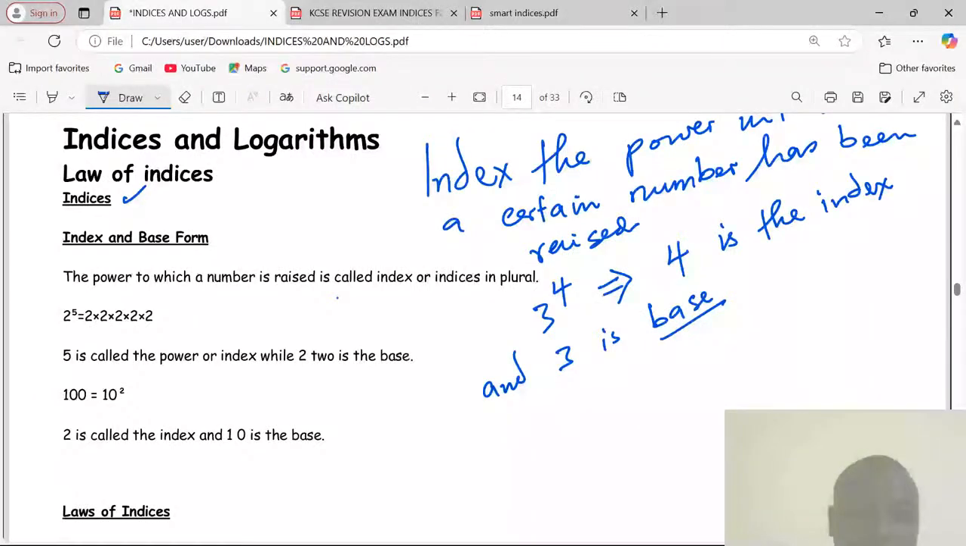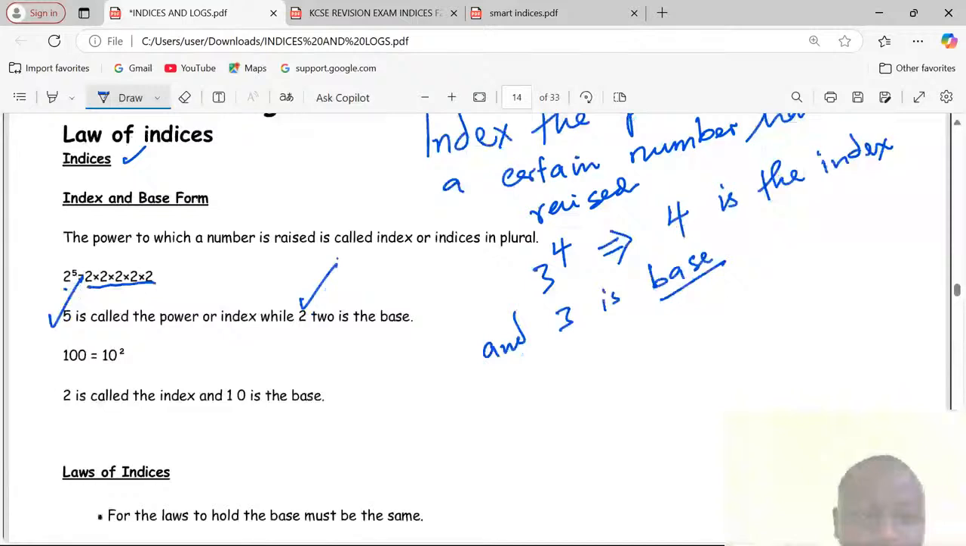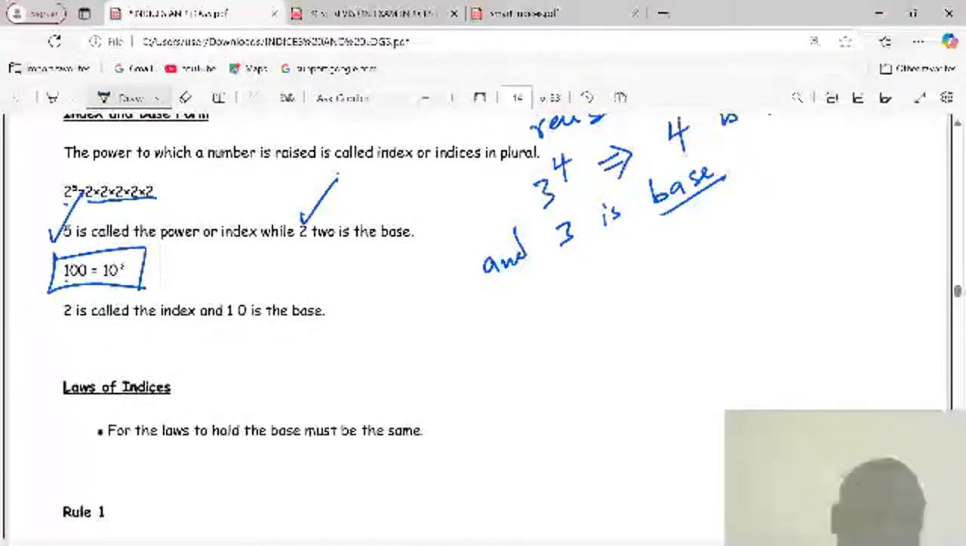Check, for example, 2 raised to power 5 means 2 multiplied by itself 5 times. So 2 times 2 times 2 times 2 times 2. That is the meaning of 2 power 5. So in such a case, 5 is called the power and 2 is the base. Look at this, 10 squared. If we are raising 10 to power 2, then 10 is the base.